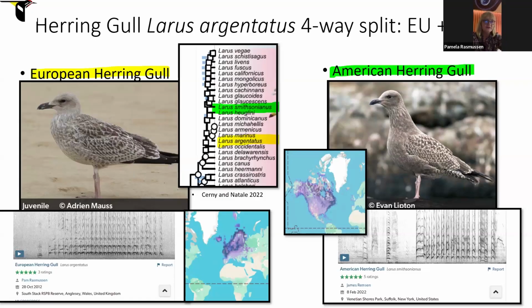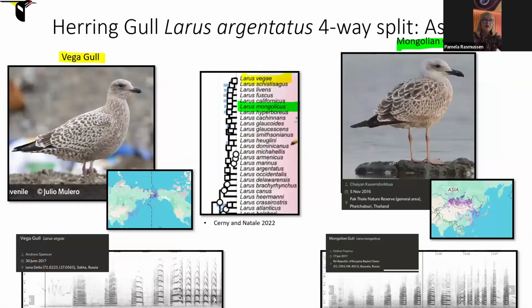And there's evidence, at least from one study, that one of them doesn't respond to the vocalizations of the other, and their juvenile plumages are different as well. So we now have those two species, plus, next slide, please. In addition, we have two species in Asia, one of which, the Vega gull, gets into Alaska regularly as well.